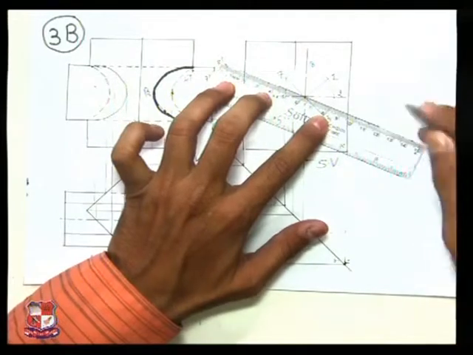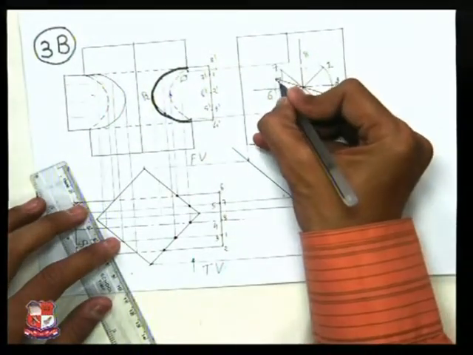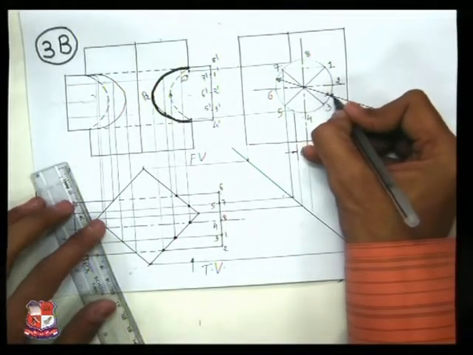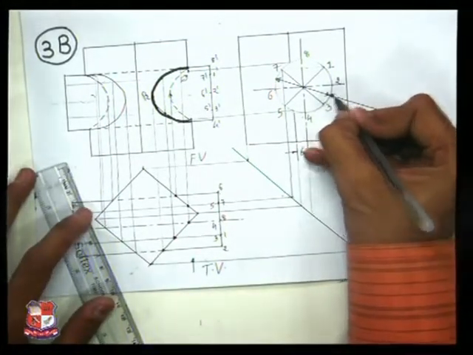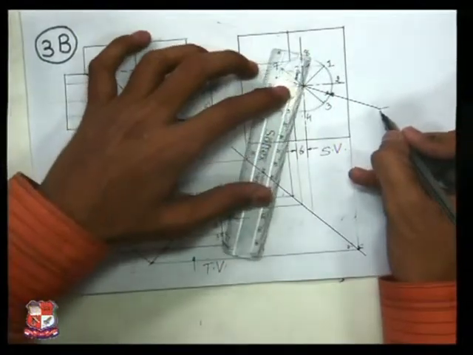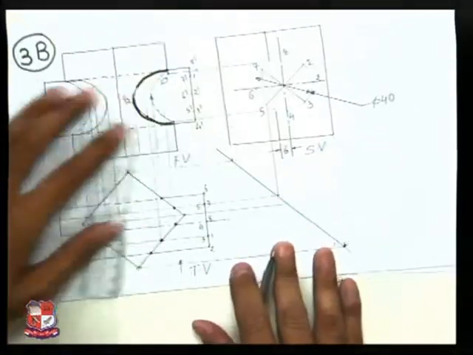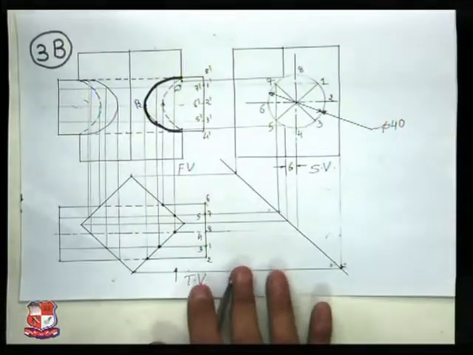This is a diameter, so that should be inserted, the dimension should be inserted like this with phi. The diameter is given as 40 millimeter, so phi 40, that to be written like this. 40 millimeter is the diameter.